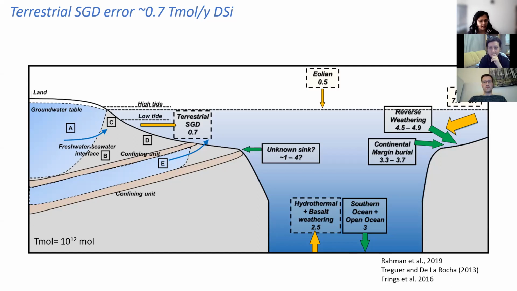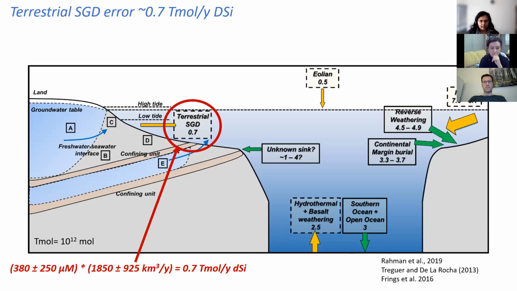Well, how is this estimated? At that time when we started working on this, Patrick Frings in his paper had the best estimate. And what did he do? He took a survey of dissolved silica concentrations in USGS wells, inland wells, averaged them, and multiplied them by what he thought was a conservative volumetric freshwater flux. And that is how he arrived at this 0.7 teramoles per year of DSi input.